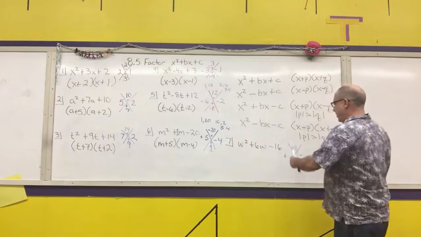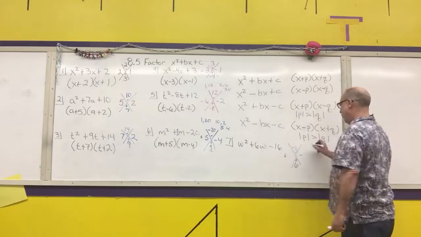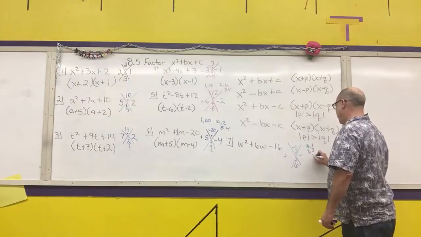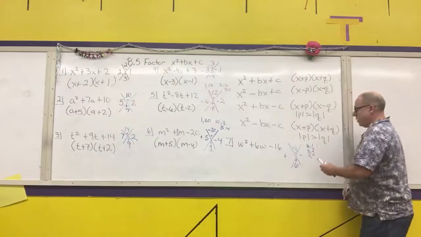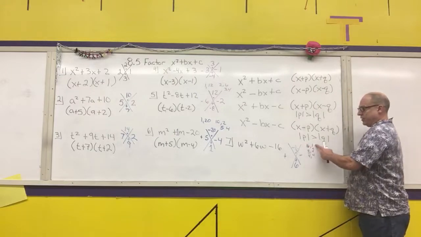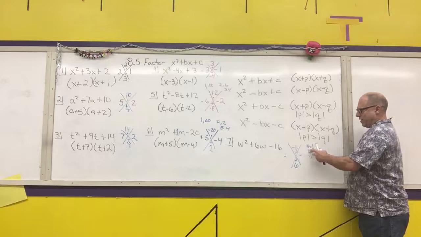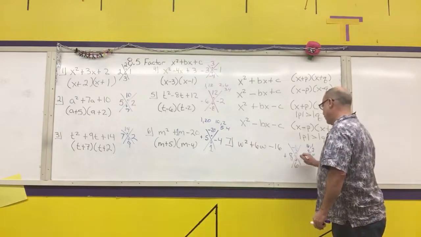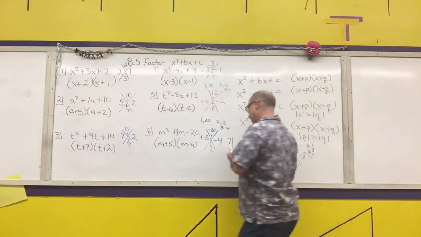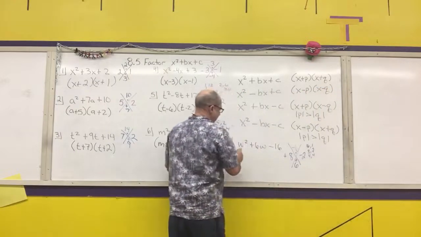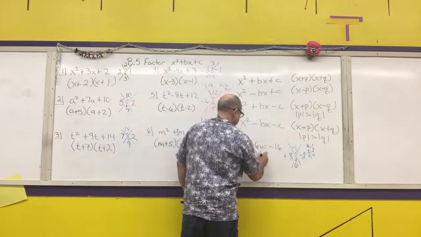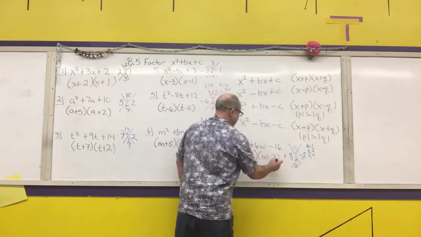Factors of 16, so I'm going to take the big one minus the small one: 1 and 16, 2 and 8, and 4 and 4. So 16 minus 1 is 15. That doesn't work. 8 minus 2 is 6, and that does work. 8 and 2. So my final answer would be w plus 8 times w minus 2.